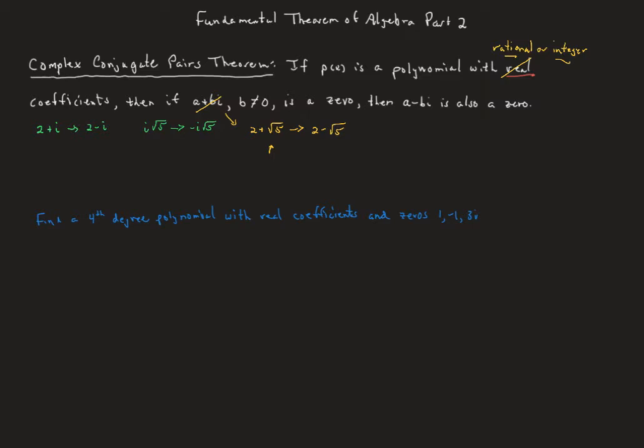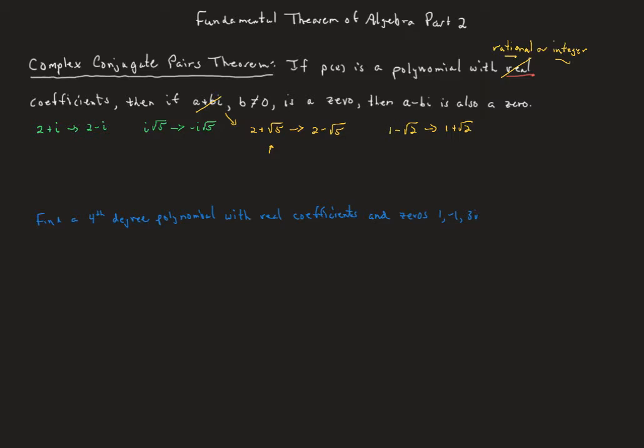So for example, if we said something like 1 minus the square root of 2 was a 0, and we had integer coefficients, that would mean that 1 plus square root of 2 is also a 0. So let's see how this is going to work out.